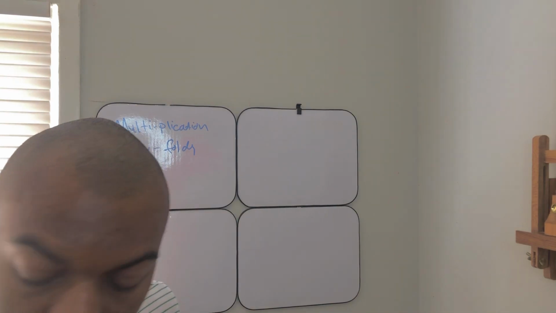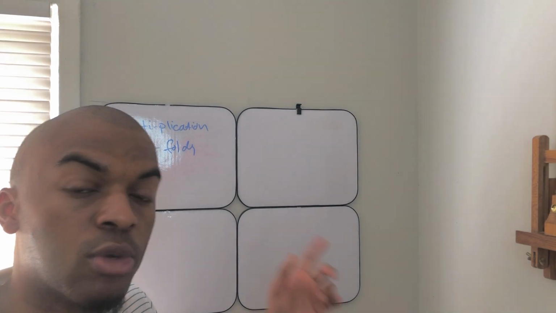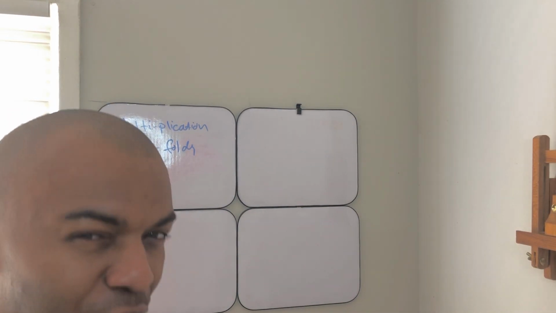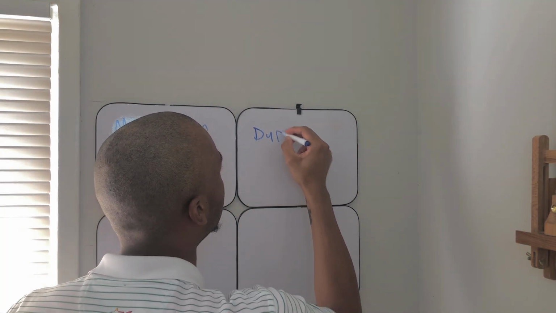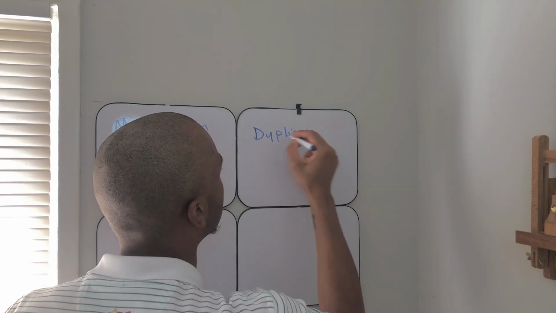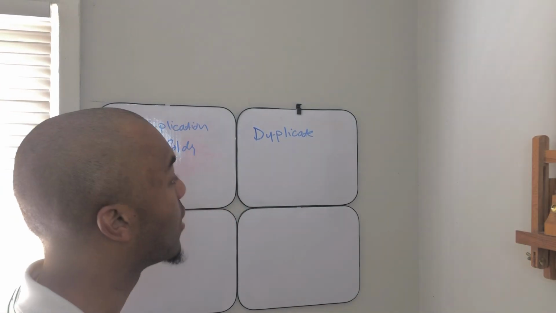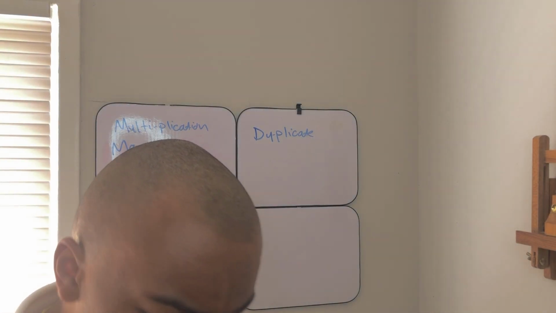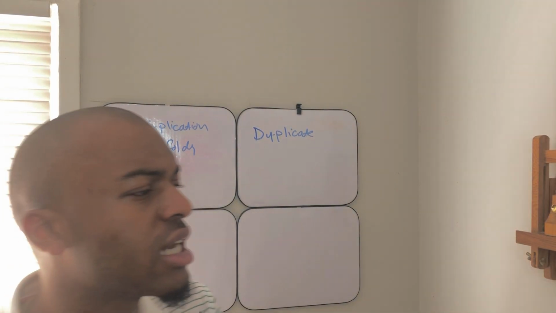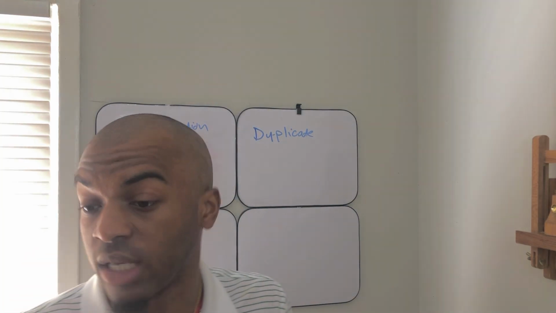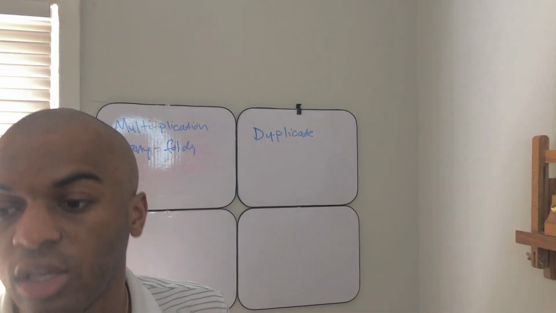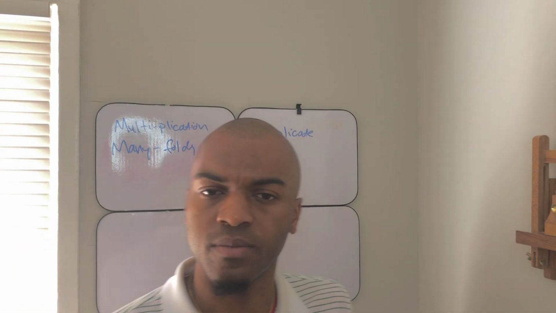But then, in the course of doing research for this video, there's another word that's really similar to multiplication. And I know that y'all know this word. This word is duplication, or duplicate. Now, duplicate is a little bit easier to use in everyday language. For example, you might have a duplicate of your house key or your car key. You might have a duplicate of your birth certificate.